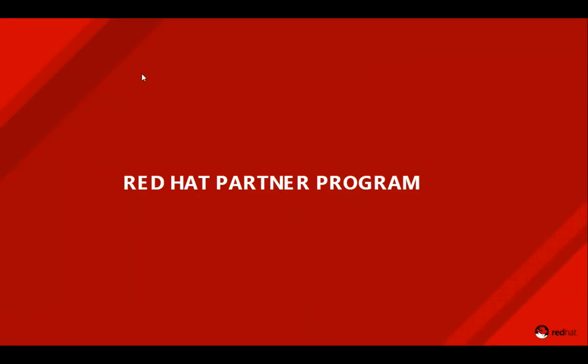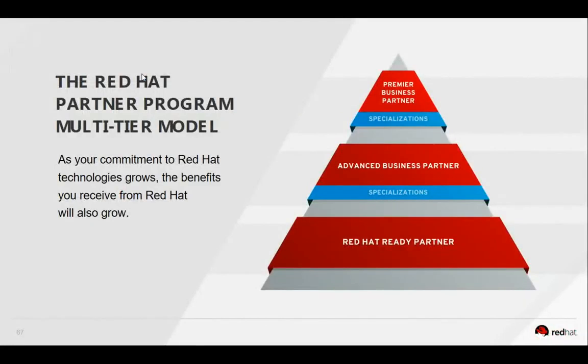As a partner, what can you do? Where is your opportunity? So we have a multi-tier program model for the partners. We have Premier Business Partners, Advanced Business Partner, and Red Hat Ready Partner. Red Hat Ready Partner is the beginning tier. Once you register as a Red Hat partner, your status becomes Red Hat Ready Partner. And you can start with the platform. Platform is nothing but the Red Hat Enterprise Linux skill.